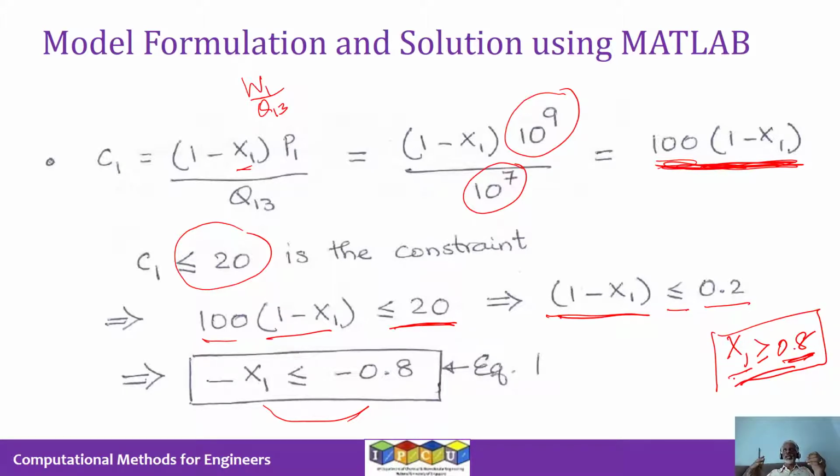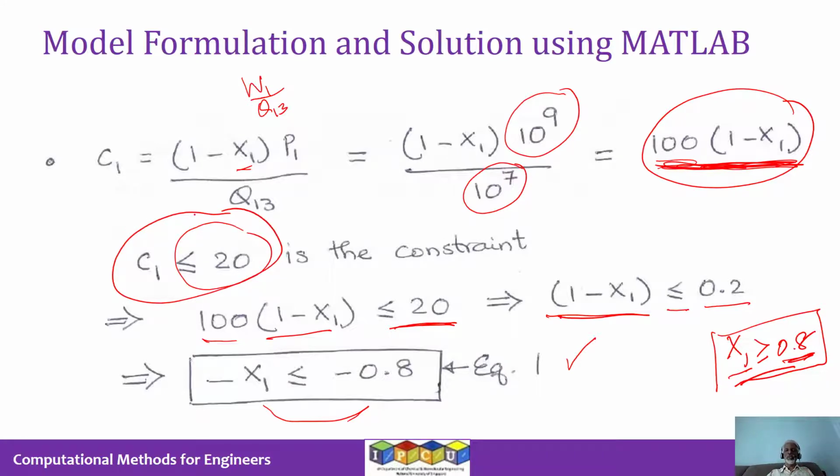But it is MATLAB's requirement that the constraint should be mentioned as less than or equal to. Therefore, we leave it like this: minus x1 should be less than or equal to minus 0.8. So that is the first constraint we have. That comes out of the mass balance and the environmental constraint. So bringing the two together, we are able to write this constraint, which really means x1 should be greater than or equal to 0.8. Only then will the environmental regulations be met, as well as the material balance in the system.